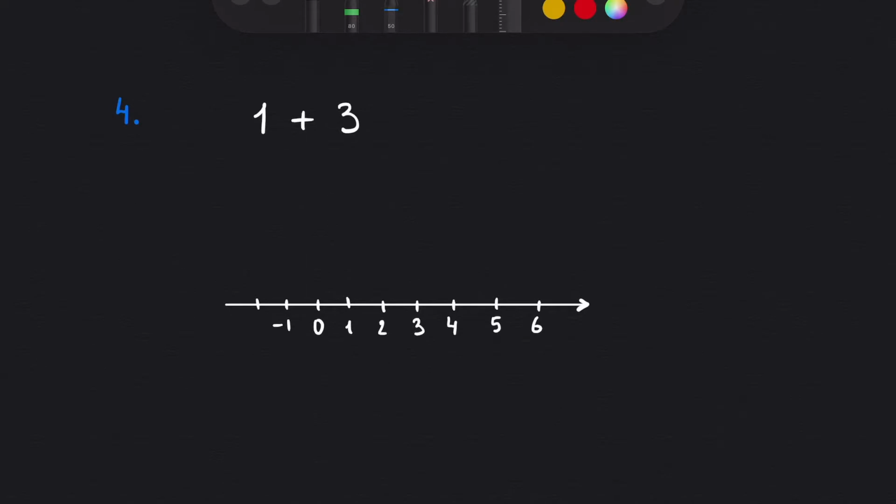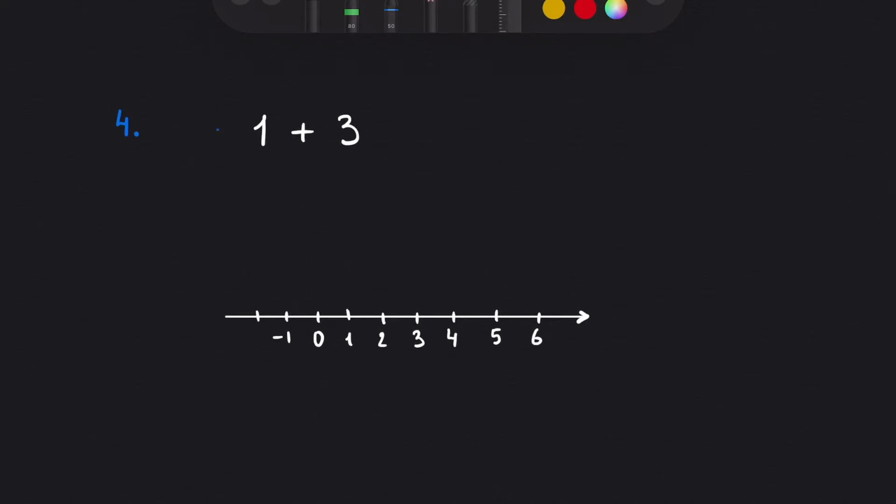Example number 4. Now let's see what happens if we have 1 plus 3. I mean, it's quite easy, it's 4. But let's see what happens on the number line. Here's our 0 and 1. 1 plus 3 means start at 1, move 3 units up. So we're gonna stop at 4, which is the answer.